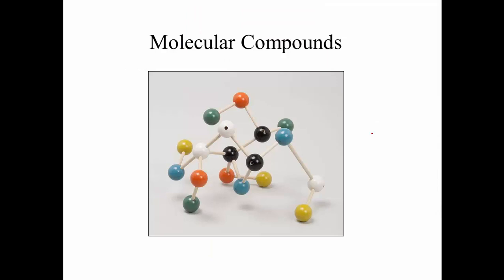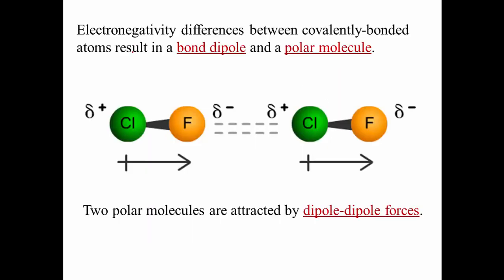Now let's move into molecular compounds. These are your covalently bonded compounds, two or more non-metal elements bonded with a sharing of electrons. So if you have a covalent compound, here you've got two nonmetals sharing a pair of electrons. The electronegativity differences between these two atoms that are bonded will result in a polar bond or a bond dipole.